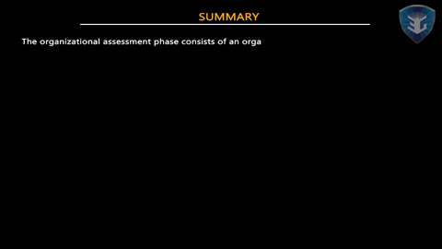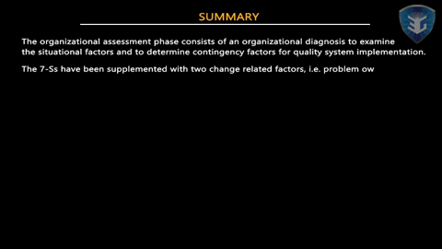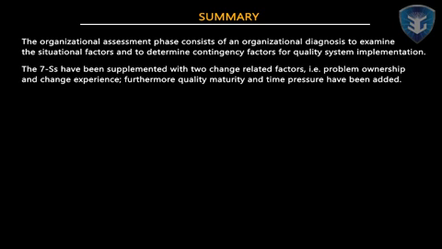Now in the end, let us summarize what we have learned in this lecture. The organizational assessment phase consists of an organizational diagnosis to examine the situational factors and to determine contingency factors for quality system implementation. The 7 S's have been supplemented with 2 change-related factors, examples of problem ownership and change experience. Furthermore, quality, maturity, and time pressure have been added.